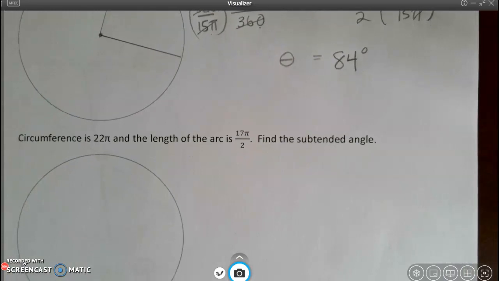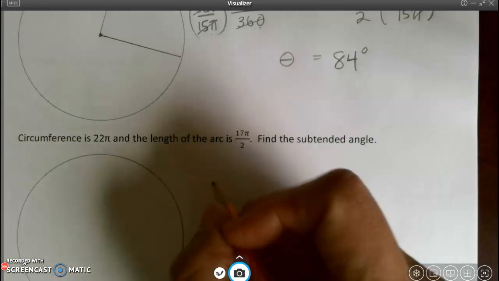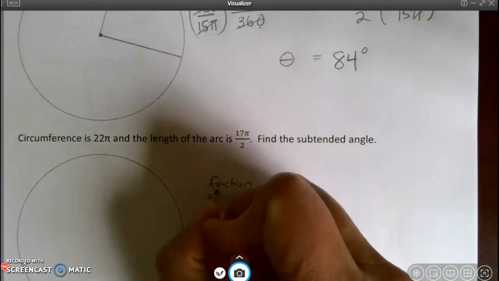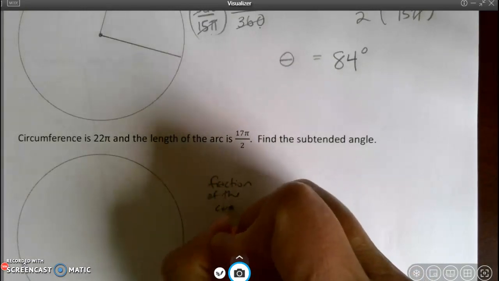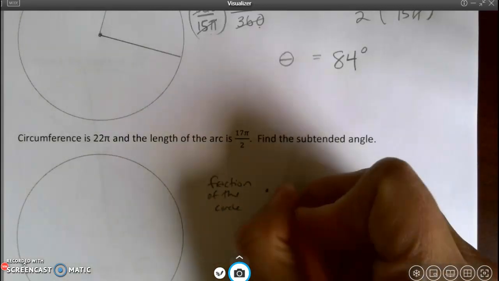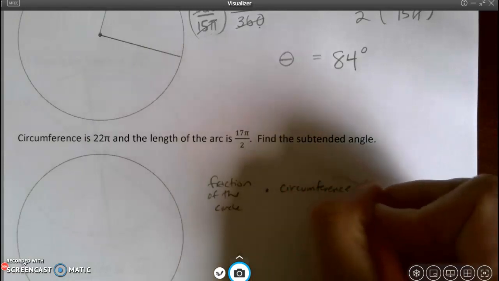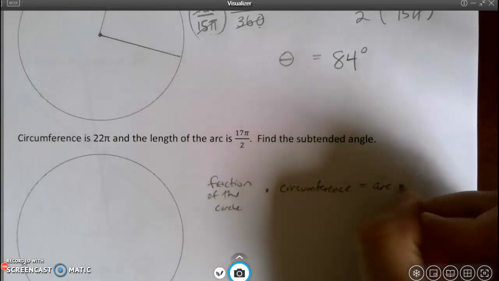The circumference is 22 pi, and the length of the arc is 17 pi over 2. Find the subtended angle. Let's remember again that we have our fraction of the circle times our circumference equals our arc length.